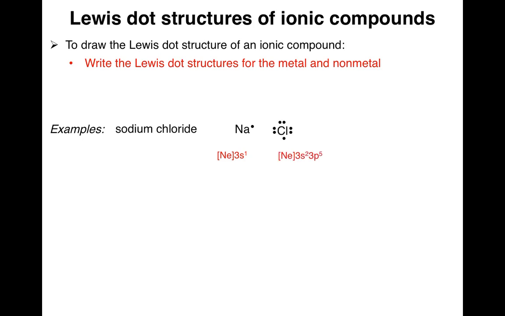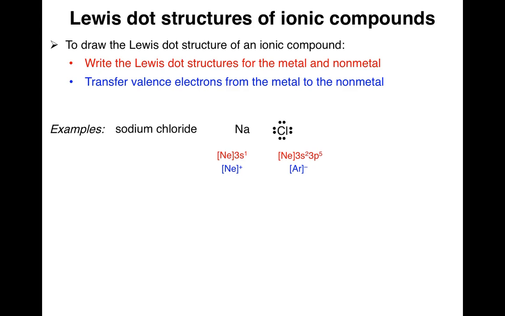Then the valence electron from the metal should be transferred to the nonmetal. When this is done, chlorine has an octet in its valence shell, and the valence shell that held sodium's only electron, the third, is now empty, and the preceding shell, the second, has an octet.